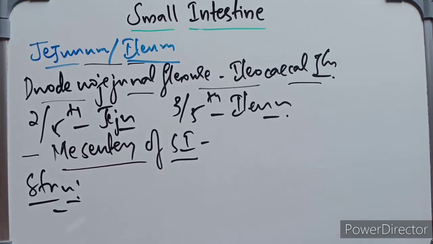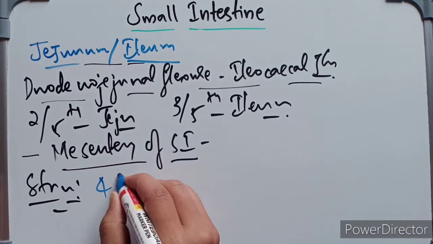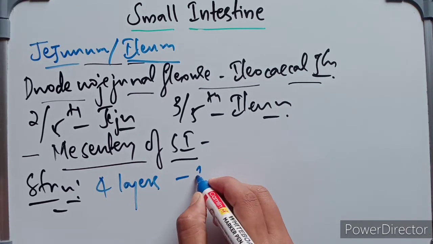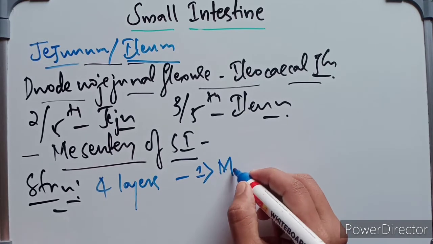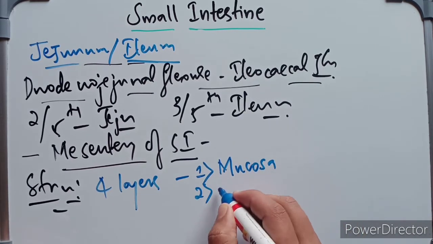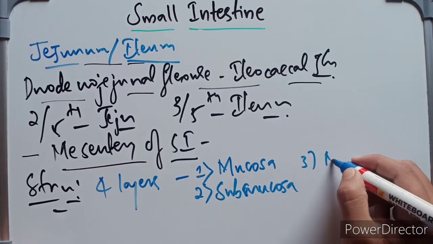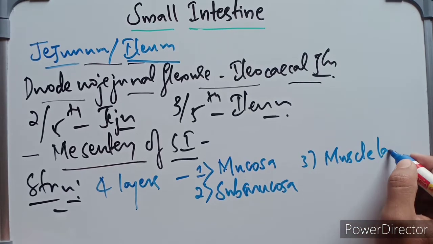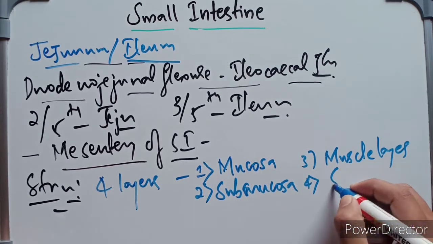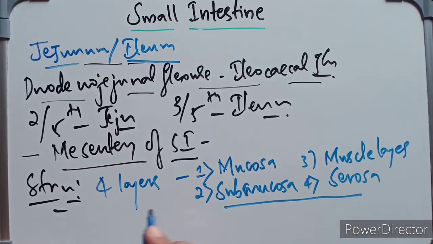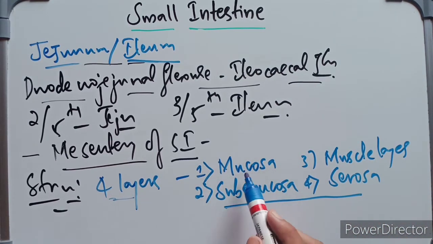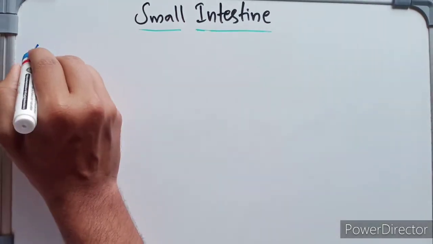Coming to the structure, the wall of the small intestine consists of 4 layers. From inside to outside, we have the mucosa, then the submucosa, the third layer is the muscle layer, and finally outer to that we have the serosa. We will discuss each of these in detail. Alright, so coming to the mucosa.